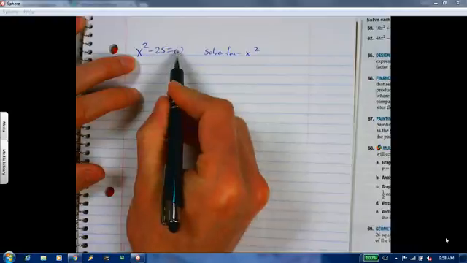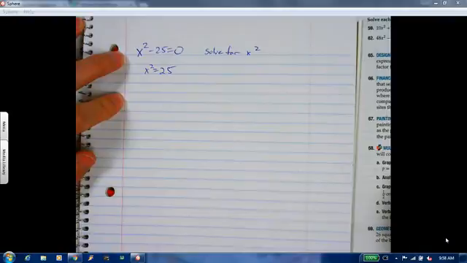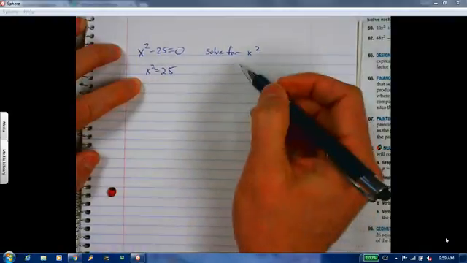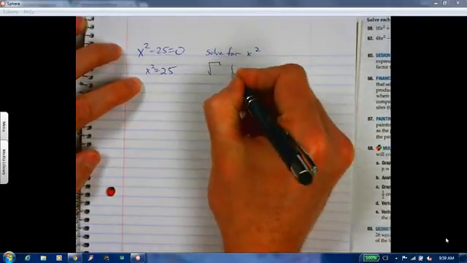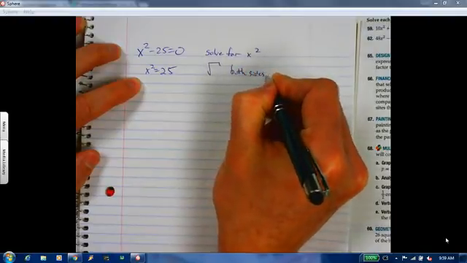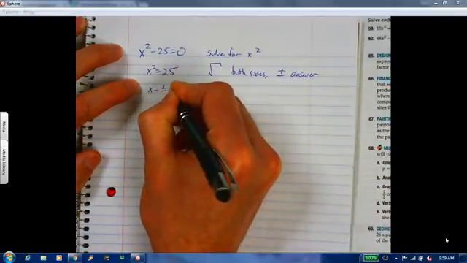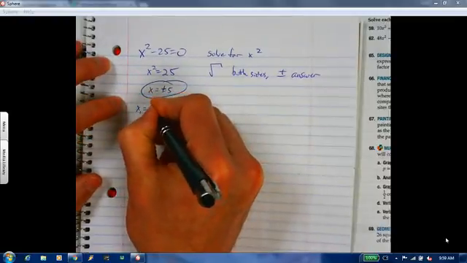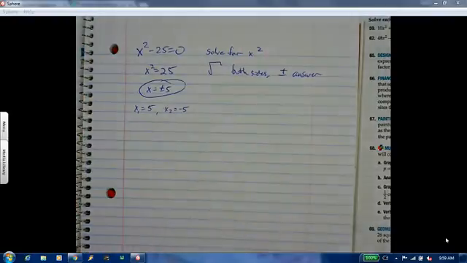So add the 25 over. And then how do you get rid of the squared? You take the square root. Square root both sides. Remember to use a plus or minus answer. So it'll be x equals plus or minus 5, or you can say x1 equals positive 5, x2 equals negative 5. So if it looks like that difference of squares, that's what you're going to be doing.